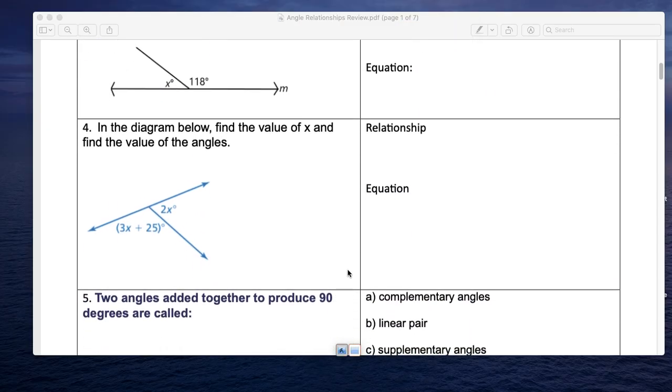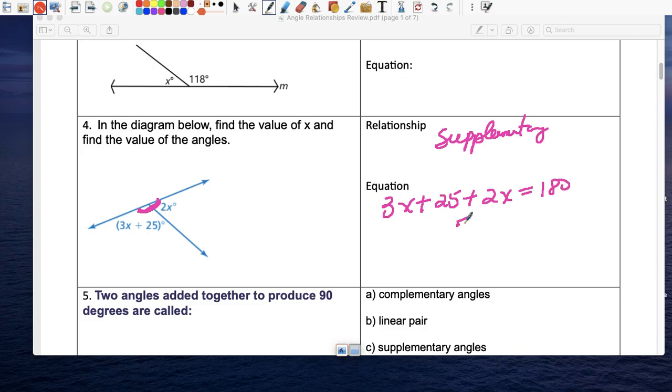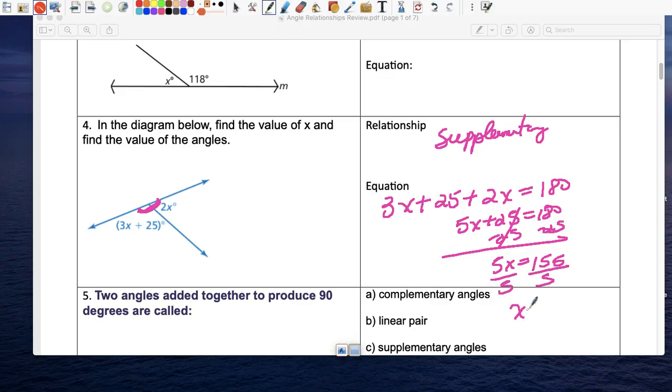In the diagram below, find the value of x and the value of the angles. All right, so what's the relationship between these two angles? They are what kind of angles? They're supplementary. And if they're supplementary, I know that one angle, 3x plus 25, plus the other angle, 2x, equals 180. Solve, we get 5x plus 25 equals 180, minus 25 on both sides, that goes away. 5x equals 155, divide by 5, divide by 5, x equals 31.